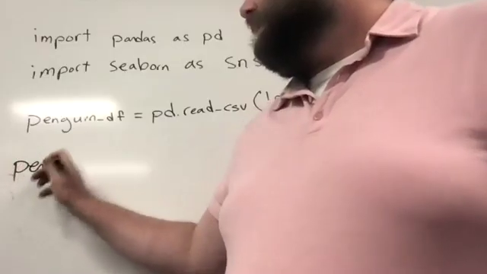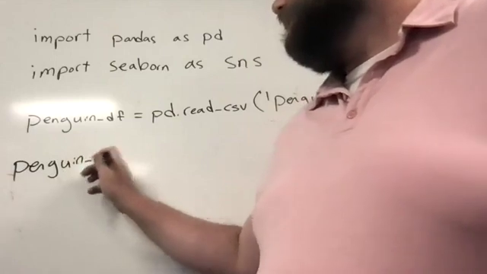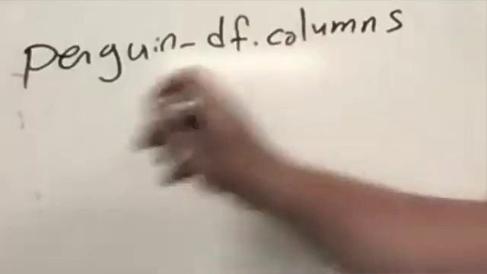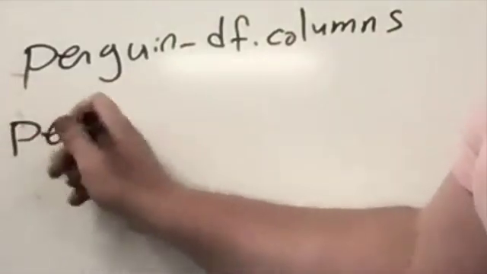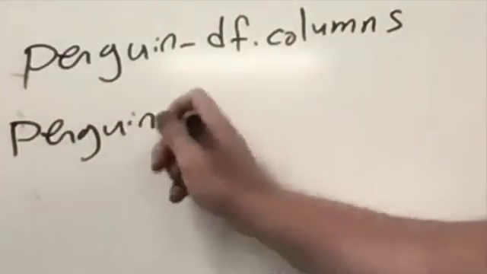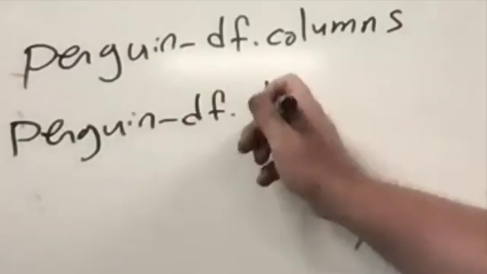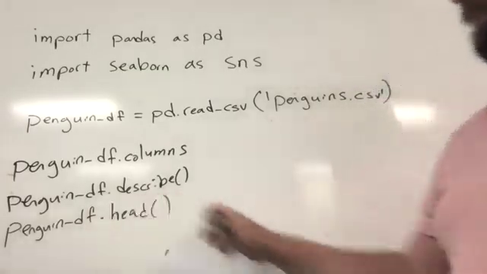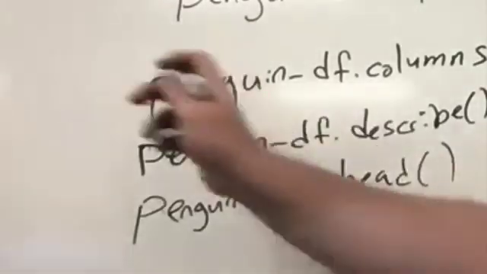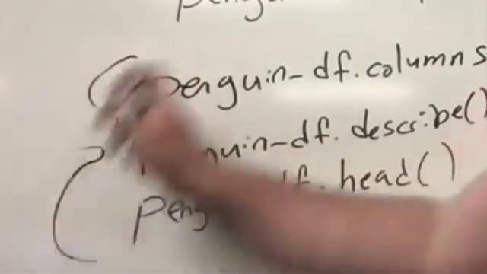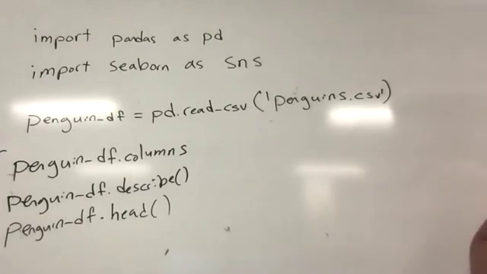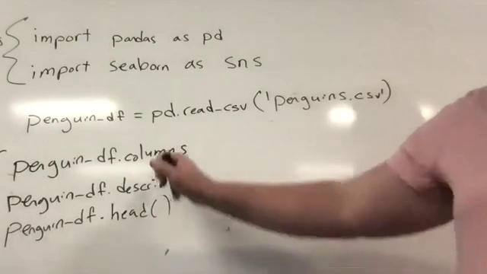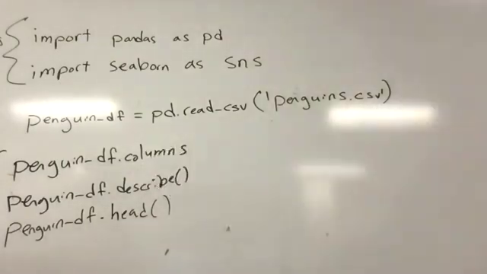You could do head as a method to look at the first few entries. You could do columns to just look at the column names. You could do describe to get a sense of the distribution of the data. These are helpful things for just getting a basic feel for the data, and I'd encourage you to look at them and see what information I'm actually getting. I'm not sure why this is not a call function.